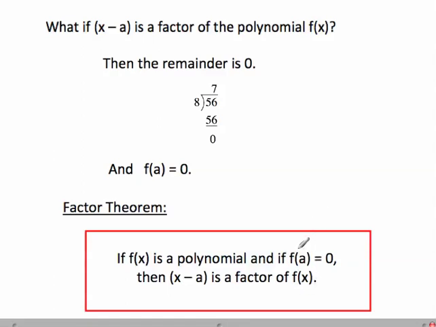So a could be any number. For example, if f of 3 was equal to 0, then x minus 3 would be a factor of f of x. If f of negative 2 was equal to 0, then x plus 2 would be a factor of f of x.